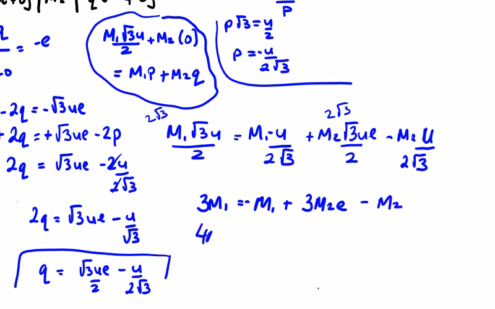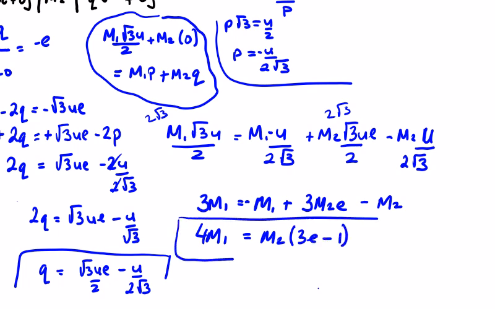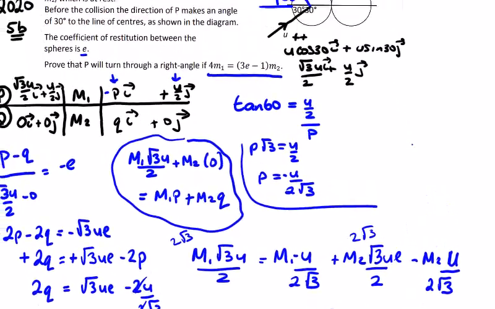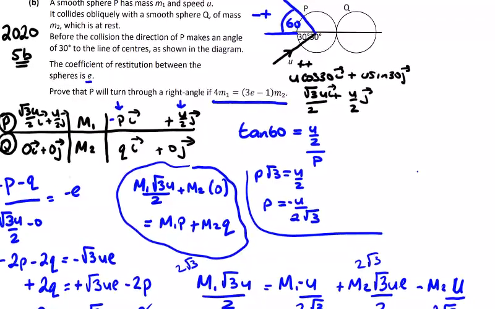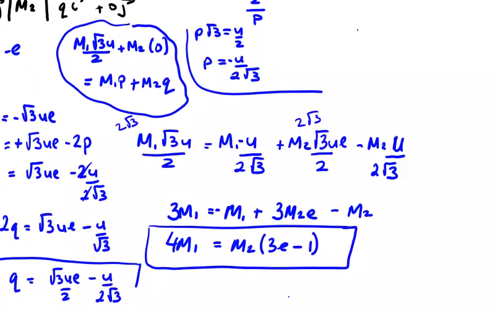So it's going to give me 4m1 is equal to, if I factor out m2, 3e minus 1, and I think this is what they were looking for. 4m1 equals (3e minus 1) times m2, which is correct.